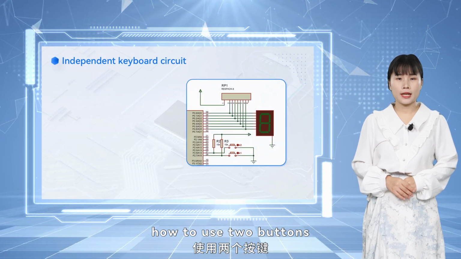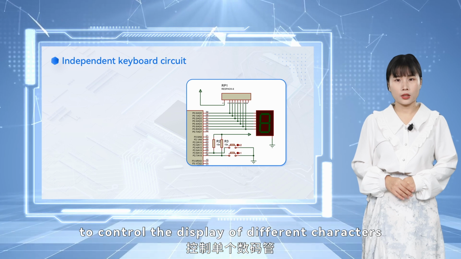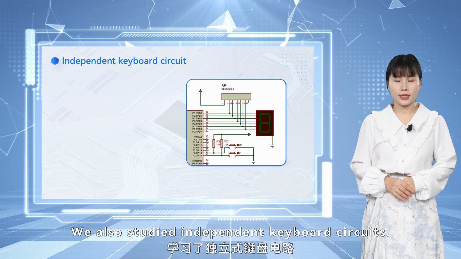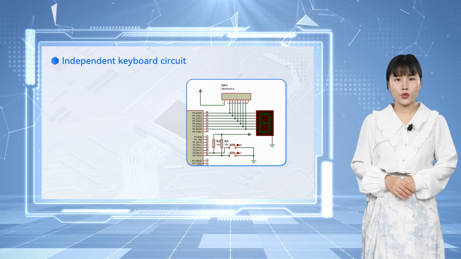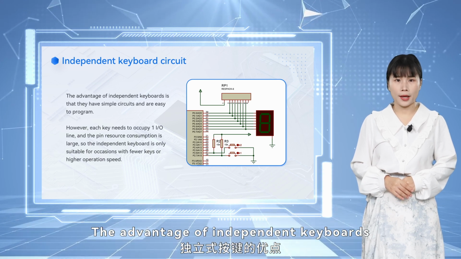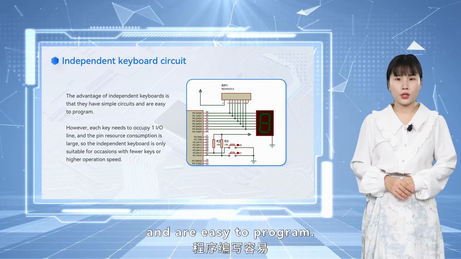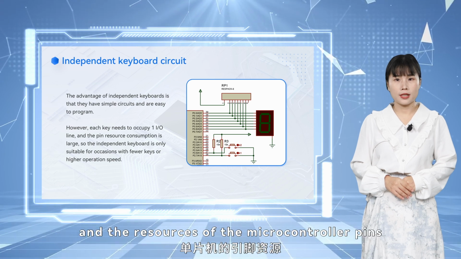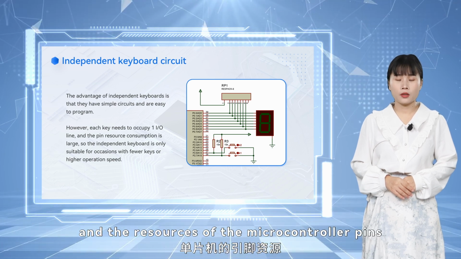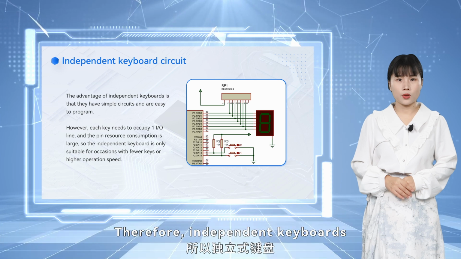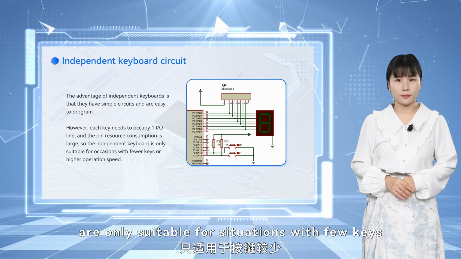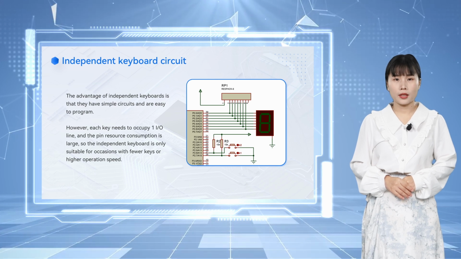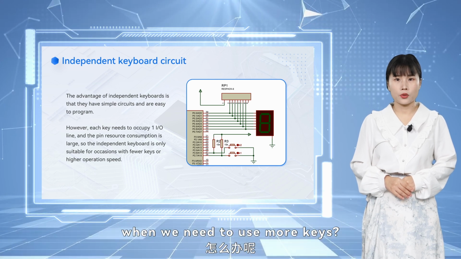Previously, we learned how to use two buttons to control the display of different characters on a single display. We also studied independent keyboard circuits. The advantage of independent keyboards is that they have simple circuits and are easy to program. However, each key requires a pin, and the resources of the microcontroller pins are precious. Therefore, independent keyboards are only suitable for situations with few keys or high operating speeds. What should we do when we need to use more keys?